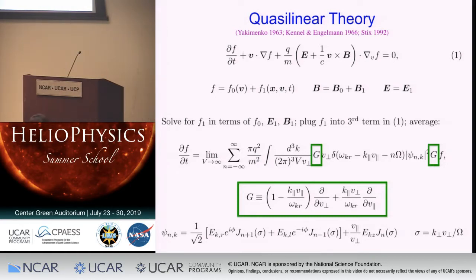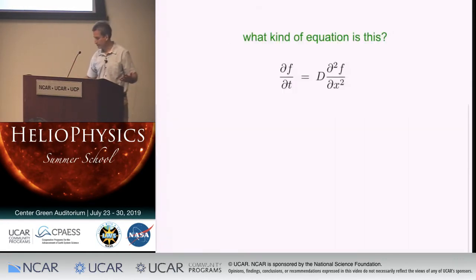What is going on with this operator G? What is it? Well, it's an operator that involves derivatives in velocity space. And we see two of these operators appearing in the integrand here. So what does this all mean? First of all, let's look at this equation. Partial f partial t is some constant d times partial squared f partial x squared.